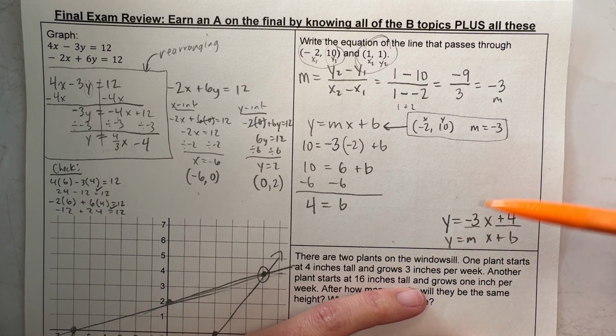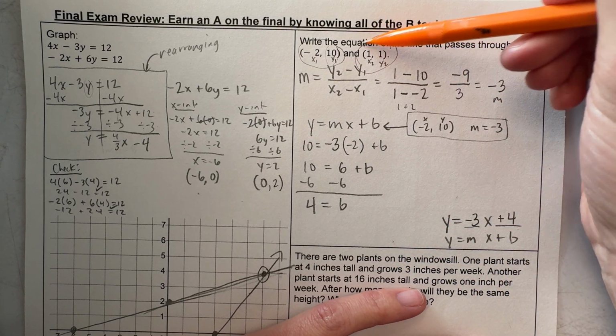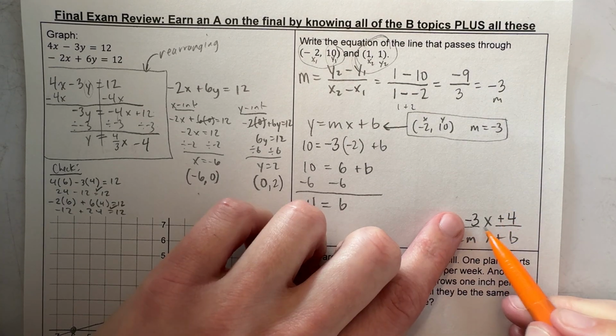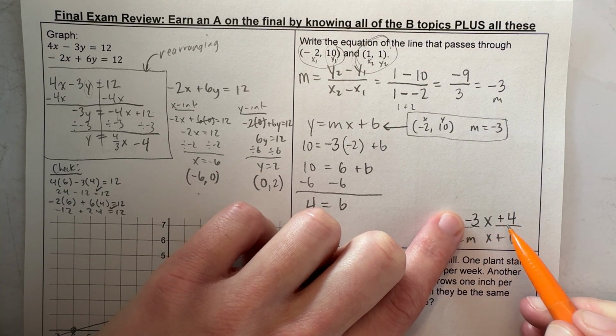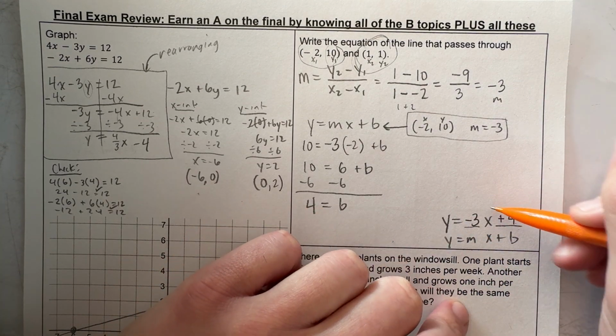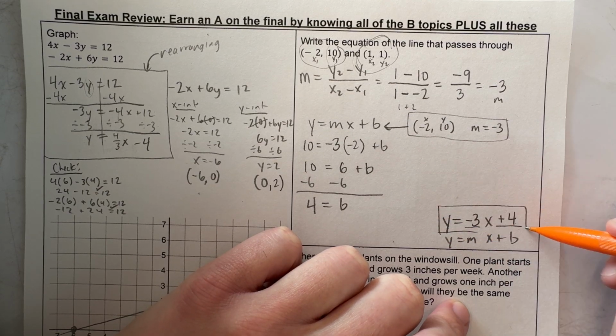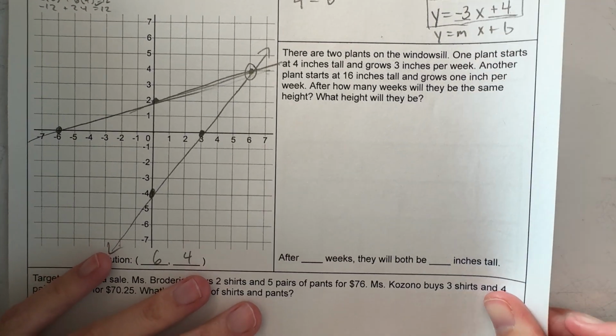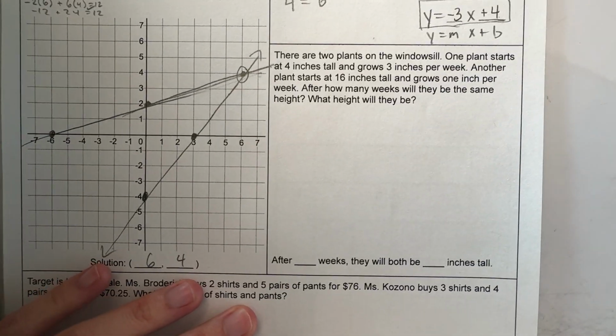And if you want, you can take this equation and plug this in to check, right? Let's see, x is 1 and y is 1. Negative 3 times 1, that's negative 3, plus 4. Yep, that equals 1. So this is my answer. All right, let's take a look.